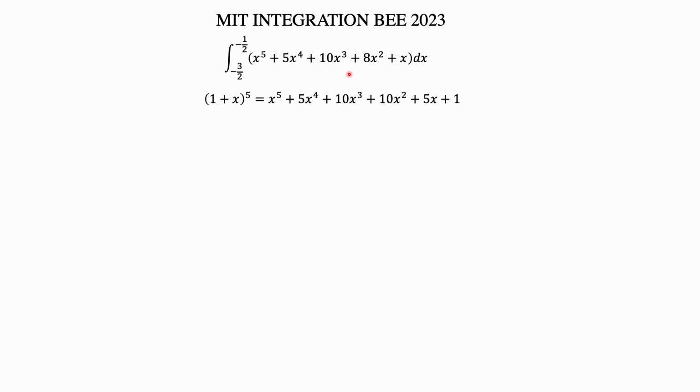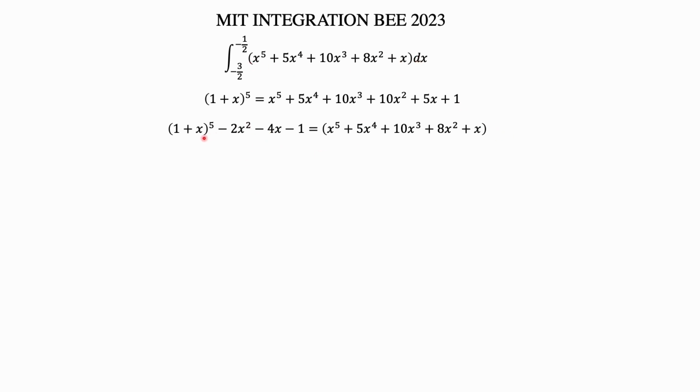Let's solve another Emmet integration B 2023 problem. You have this definite integration and you have this polynomial. If you look at this polynomial, it reminds me of the expansion of 1 plus x to the power 5. But I see this and this and there is no 1, so I need to make this into this. So I need to subtract minus 2x square minus 4x minus 1, so you get this whole expansion.